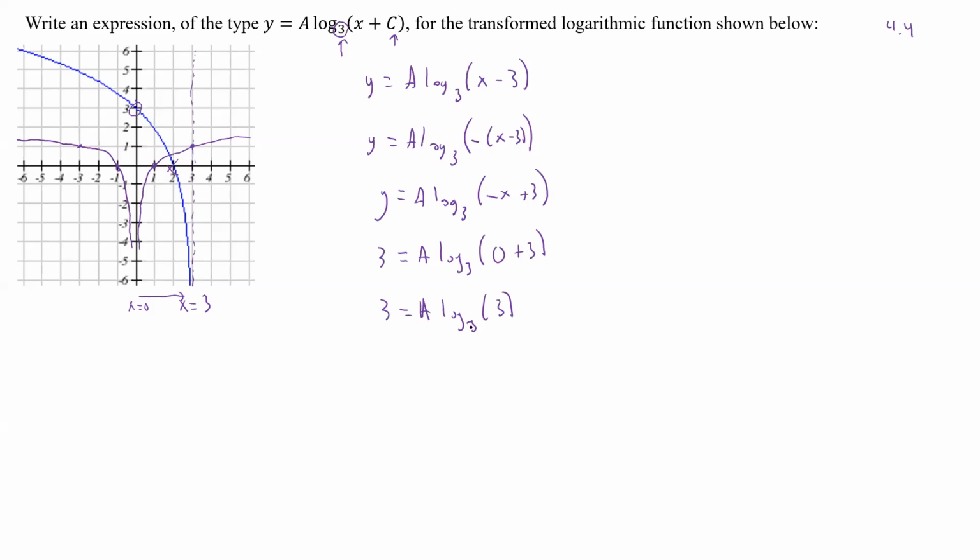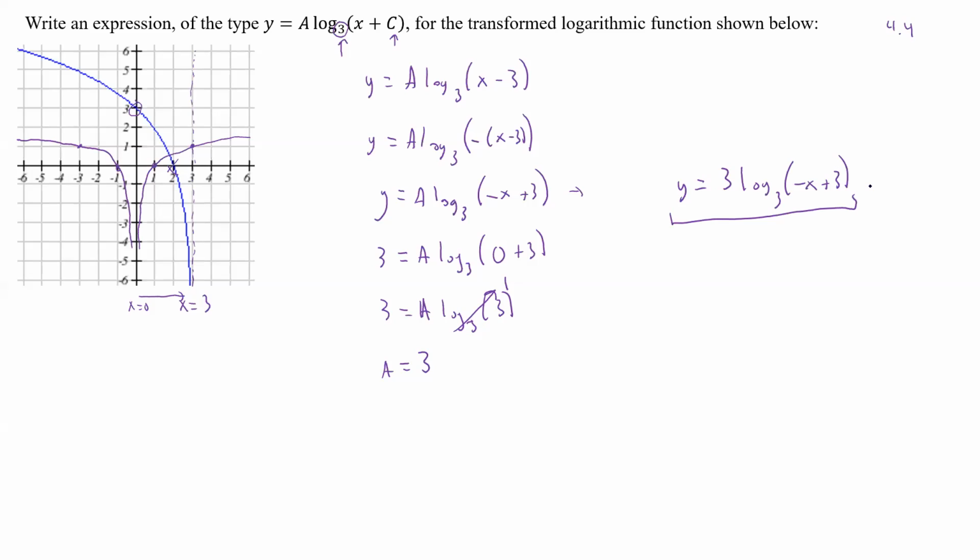Now what do we know about log base 3 of 3? Well, that's just 1. And so we get a is equal to 3. And so now if we bring all that together, if we go and put this in, so we're at this point, so now we can say, well, y equals 3 log base 3 of negative x plus 3.